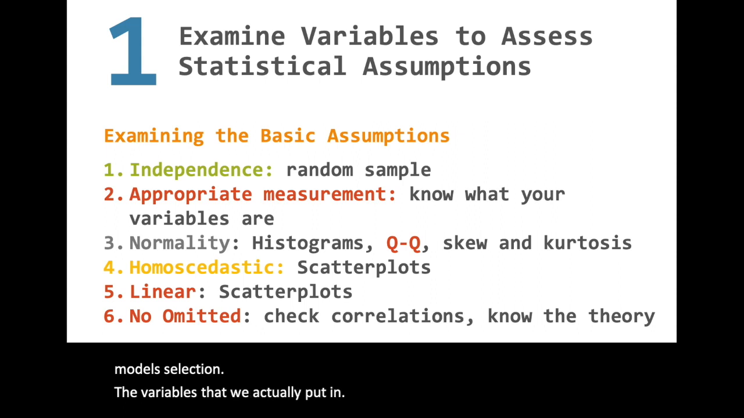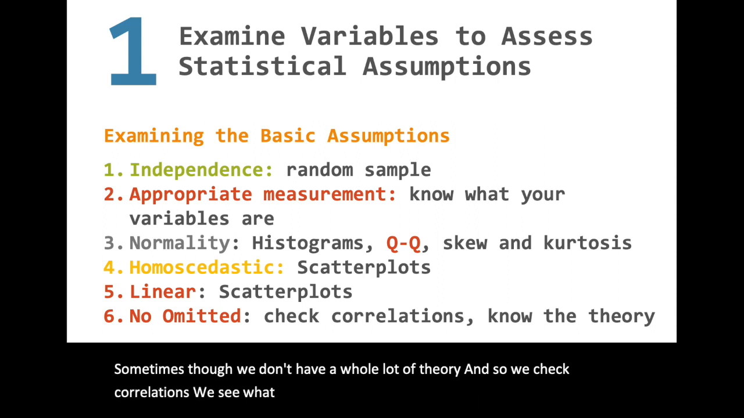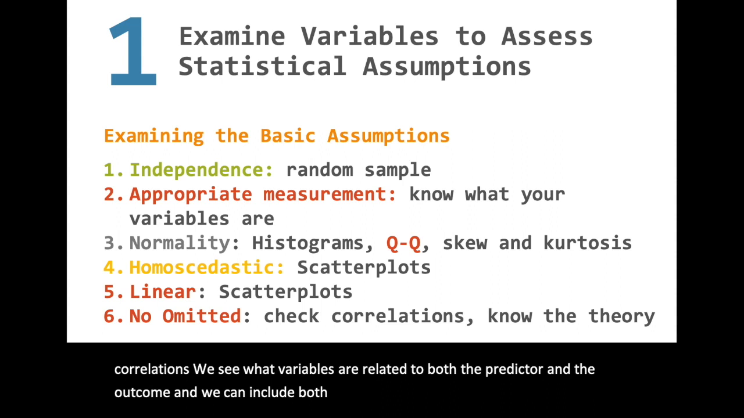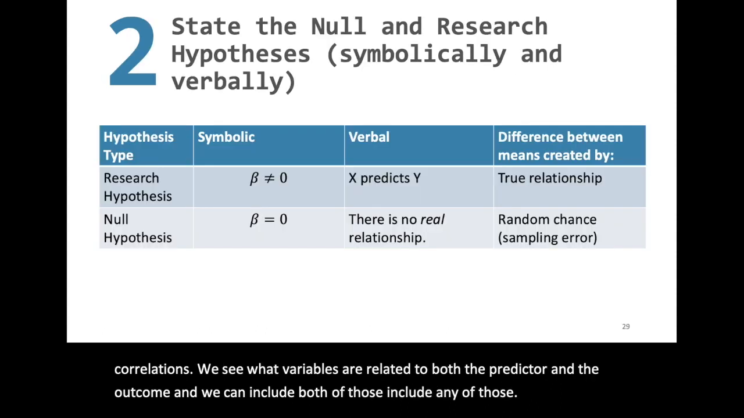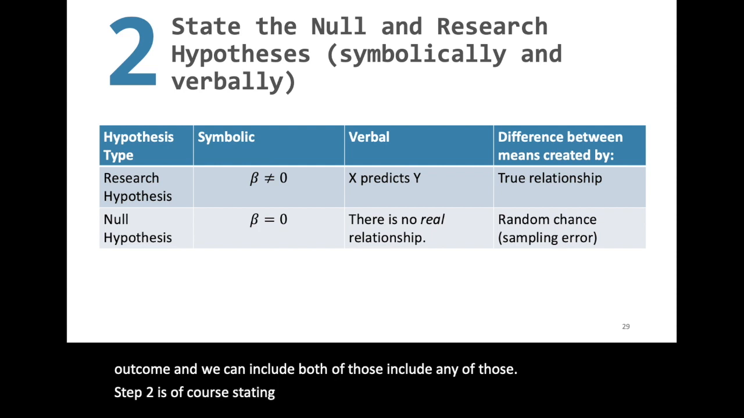Sometimes, though, we don't have a whole lot of theory, and so we check correlations. We see what variables are related to both the predictor and the outcome, and we can include any of those. Step 2 is, of course, stating the null and research hypotheses.